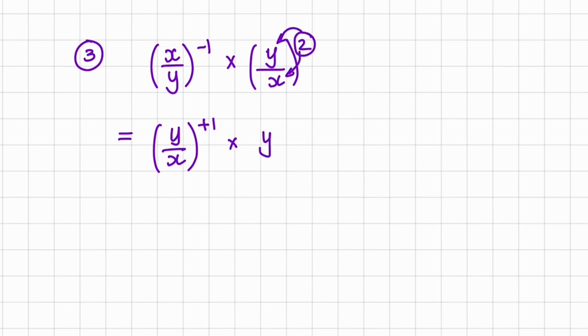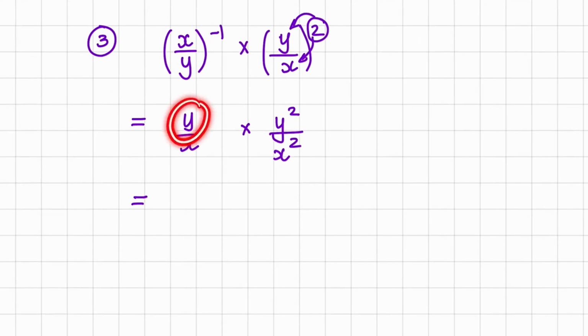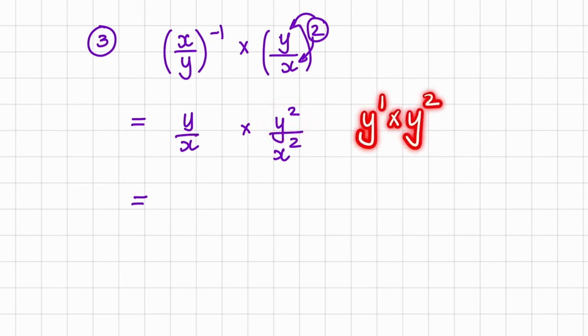So this becomes y to the power of 2 over x to the power of 2. And because we have our first set raised to the power of 1, we simply can say that that is y over x. Now I can multiply y to the power of 1 with y squared. So if I have y to the power of 1 times y squared, that will become y to the power of 1 plus 2, which is equals to y cubed.